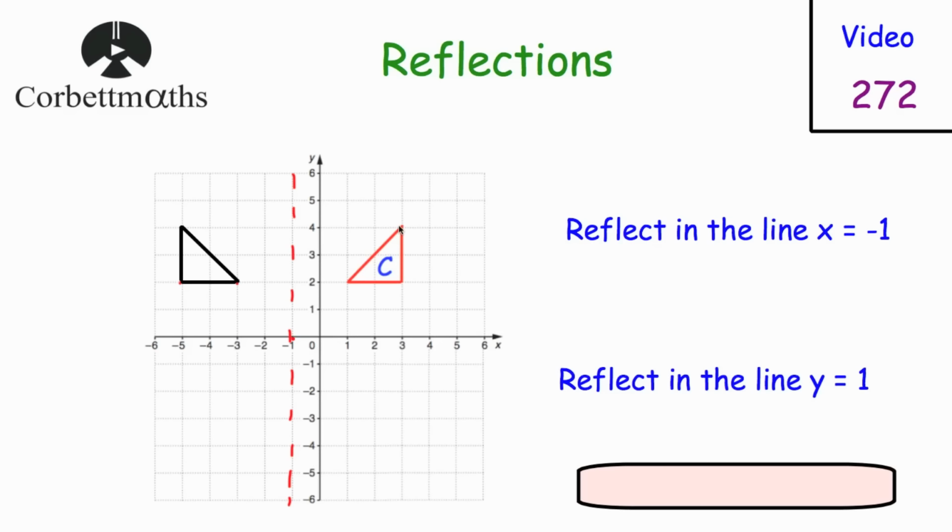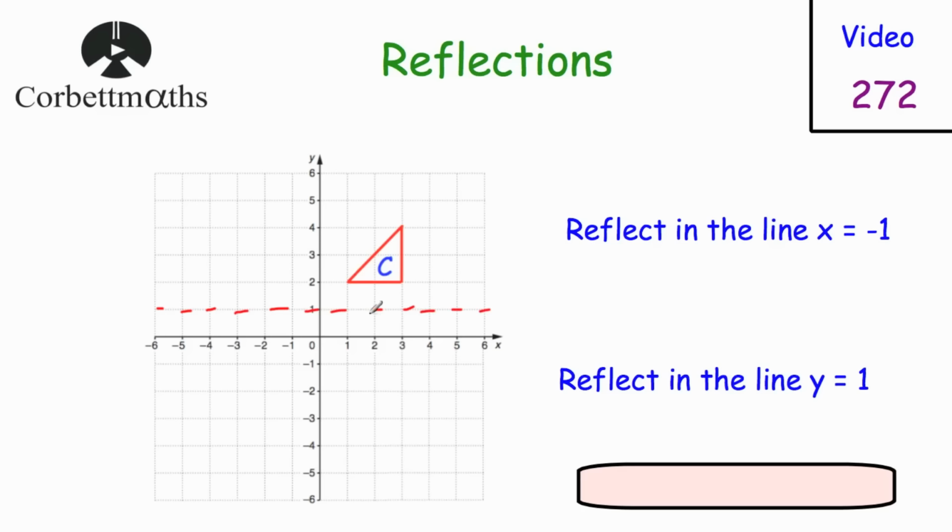Next, we're going to reflect the shape C in the line y equals 1. So let's just rub out what we've done. So we've got our shape C again, and we're going to reflect it this time in the line y equals 1. So what we're going to do is go to the y-axis and the point 1, and we're going to draw a horizontal line going through that point, going through 1 on the y-axis.